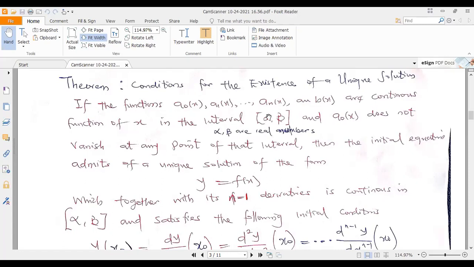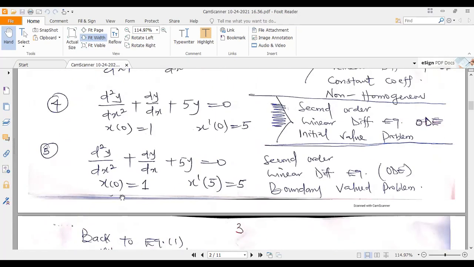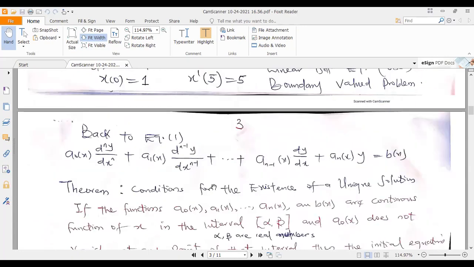It can be 0 to 5, just like in the case of boundary value problem. Look at it. Here, alpha is from 0 to 5. Alpha is 0, beta is 5. So that's what we are talking about.